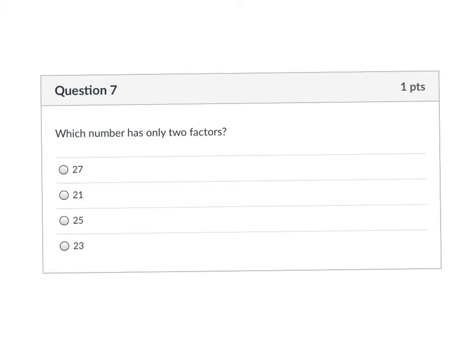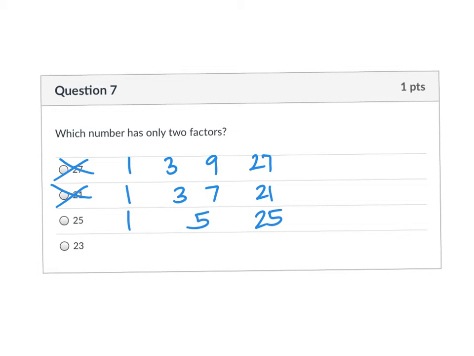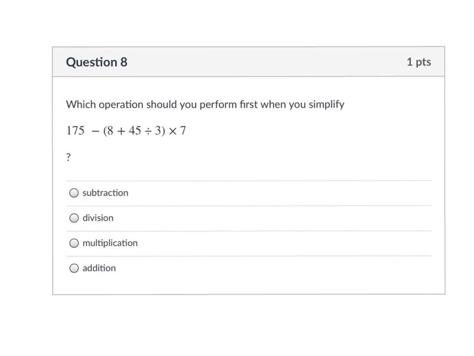Which number only has 2 factors? Okay, so I'm going to think through. Well, I know 27 has 1 and 27, and 3 and 9, so not that one. 21 has 1 and 21 and 3 and 7. That does not only have 2 factors. 25 has 1 and 25, and then 5 times 5 equals 25. 23 is the prime number. Its only 2 factors are 1 and 23.